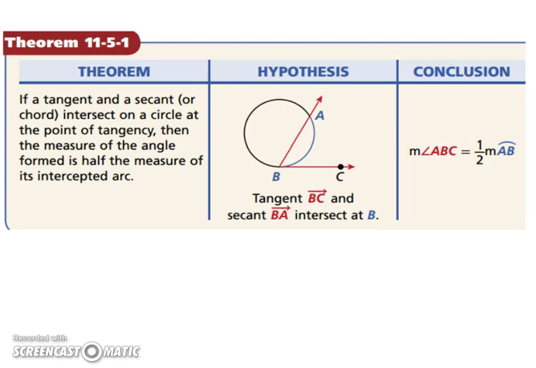If a tangent and a secant, or chord, intersect a circle at the point of tangency, then the measure of the angle formed is half the measure of its intercepted arc. So very similar to a previous section, if we have arc AB, that is going to be twice the size of angle ABC. Let's look at an example.